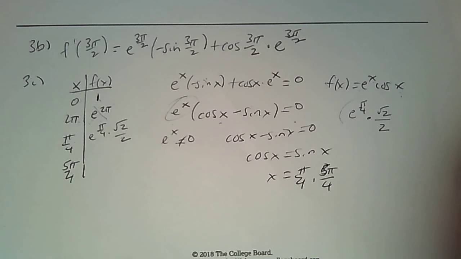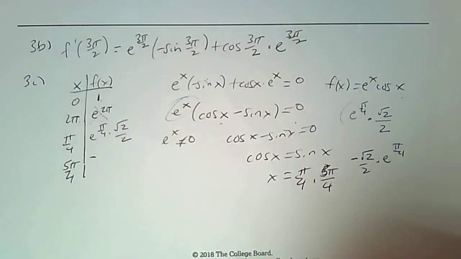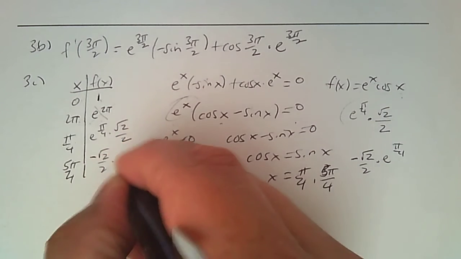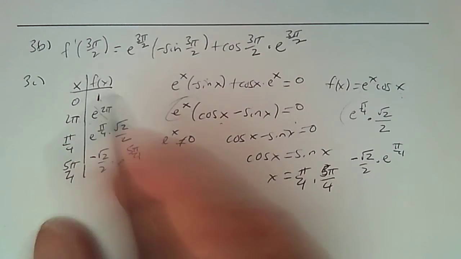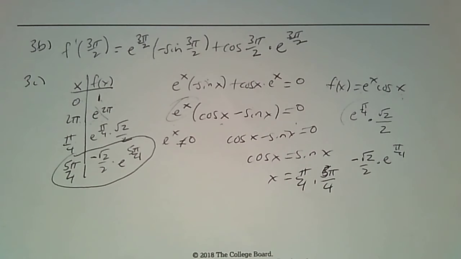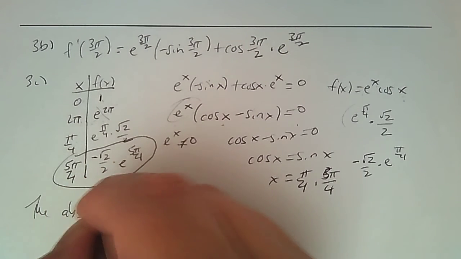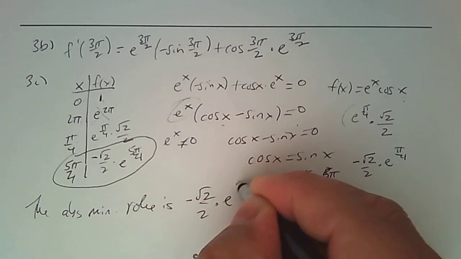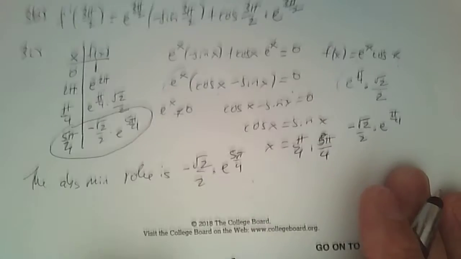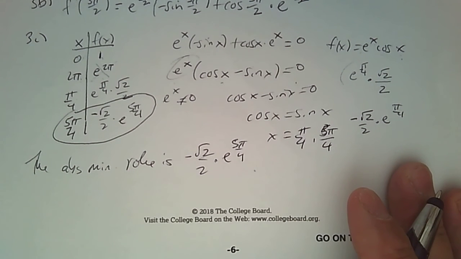And then the last one is 5 pi over 4. Well, this one's going to be more interesting, because I know the cosine answer is negative root 2 over 2, times e to the 5 pi over 4. Which one will give me the absolute minimum here? It's the only one that has an actual negative value, right? So the absolute minimum value is negative root 2 over 2 times e to the 5 pi over 4. And that's it. Notice they're looking for the y-coordinate, not the x-coordinate where it happens, but the actual minimum value.